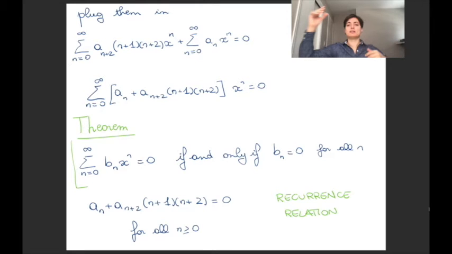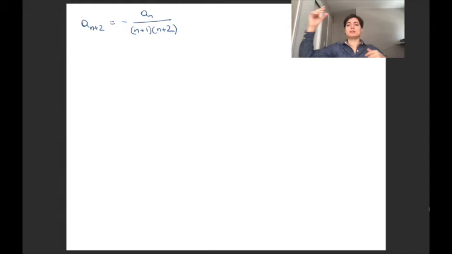Sometimes recurrent relationships are not solvable. They are too complicated, they have too many terms. In this case, we can solve it. If we know a_n+2 is defined, it's resolved as minus a_n divided by (n+1) times (n+2). So for every n positive, if we know a_n, we can construct a_n+2.